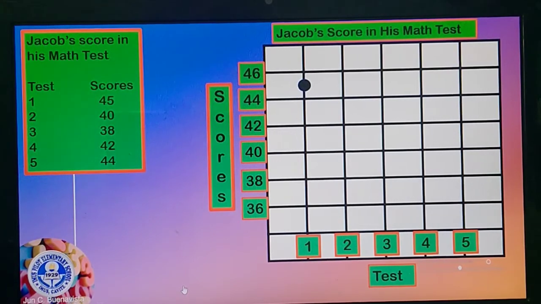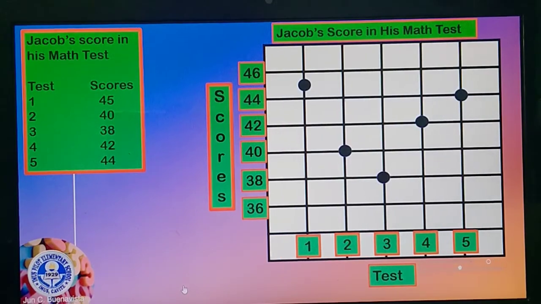Ang score niya sa test 2 is 40. So, therefore, doon po tayo maglagay sa kay 40. Yan. Test 3, 38. Ayan, si test 3, 38. So, using the points, class, you can see now that the score of Jacob is decreasing. Why decreasing? Because pababa ng pababa ang kanyang score. Then, bumawi ulit siya sa test 4. Ilan ang score niya sa test 4? 42. Ayan. Then, sa test 5 is 44.